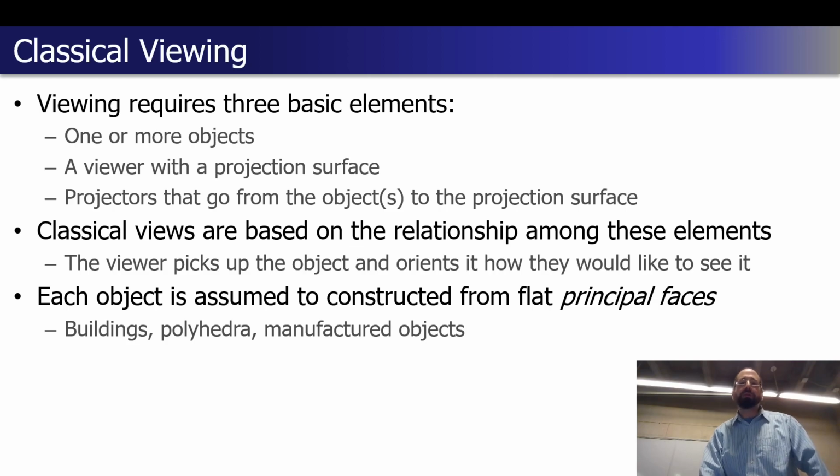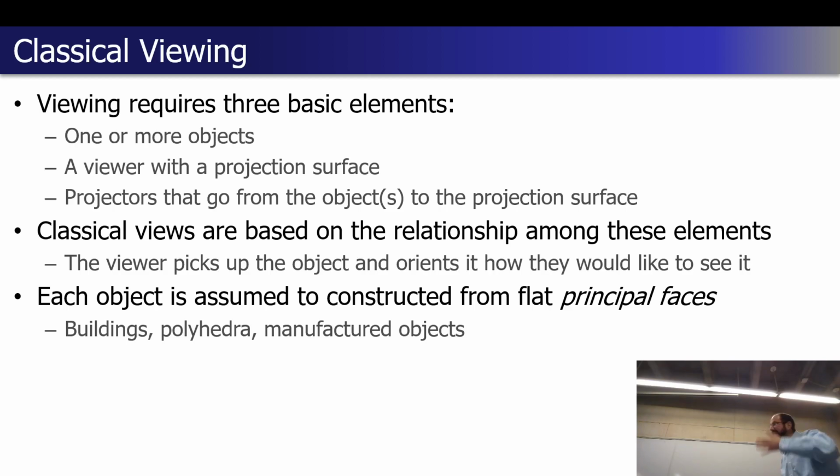So I want to talk more about viewing, and the term you will hear used is so-called classical viewing, either historically or through the field of architecture or classical photography. What does it mean to view anything? What does it mean to view a scene? It requires three basic elements. There's the actual scene, one or more objects you're interested in viewing. There needs to be a viewer. This is our camera model or our human eye or the person viewing a scene, with a so-called projection surface.